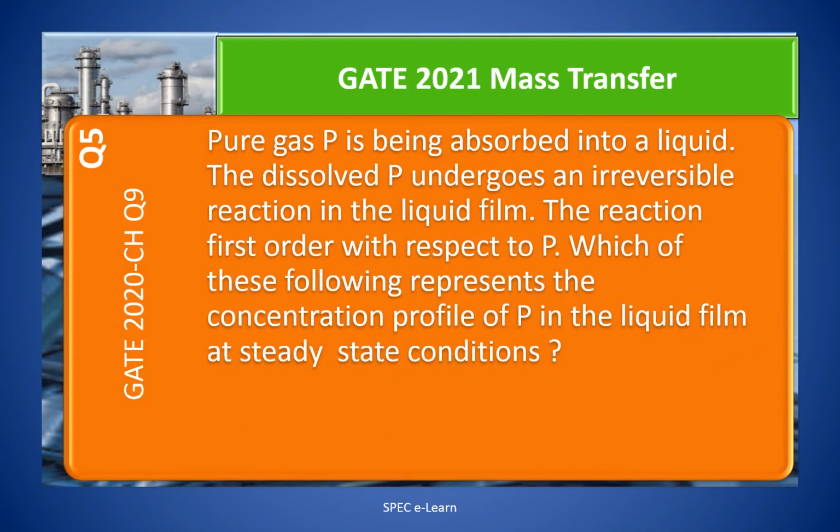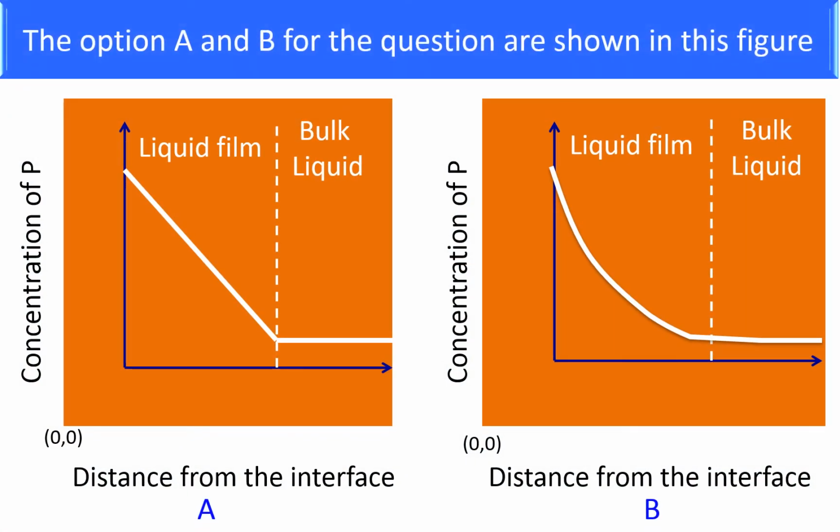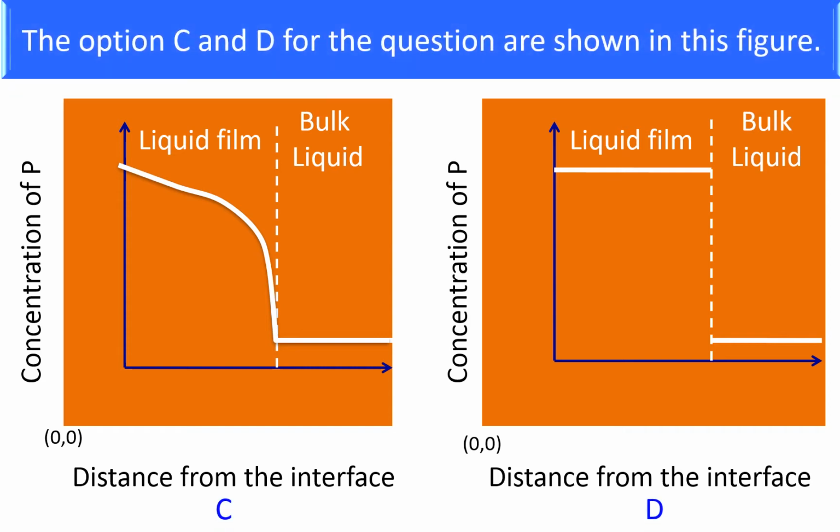GATE 2020, question number 9. Pure gas P is being absorbed into a liquid. The dissolved P undergoes an irreversible reaction in the liquid film. The reaction is first order with respect to P. Which of the following represents the concentration profile of P in the liquid film at steady state conditions? The options A and B for the question are shown in this figure. The options C and D for the question are shown in this figure.